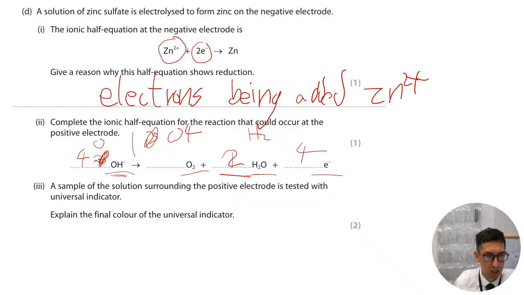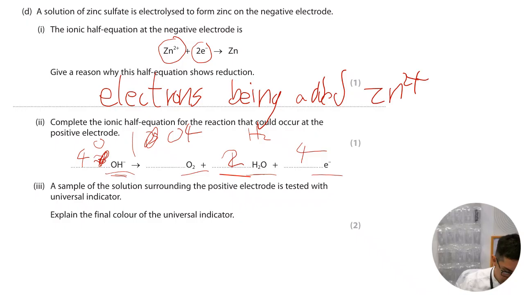A sample of the solution surrounding the positive electrode is tested with universal indicator. Explain the final color. What are we doing? We're doing zinc sulfate. Yeah, well, what's left? Let's work this out.